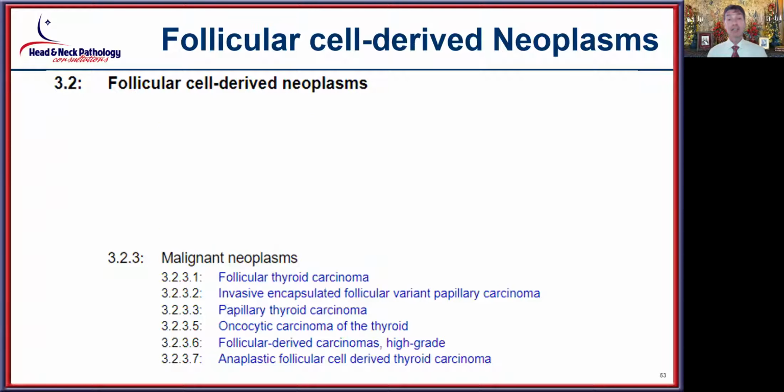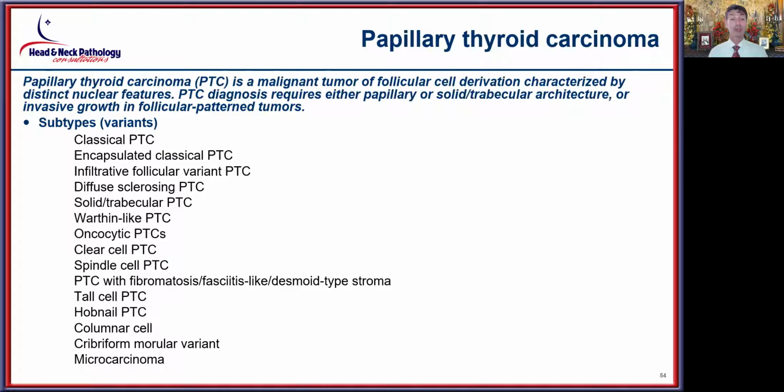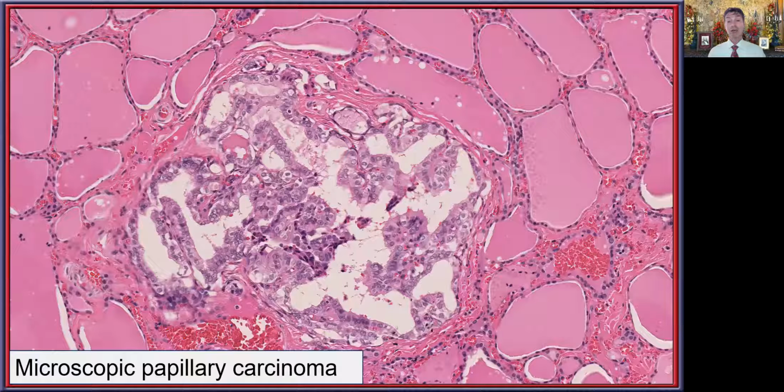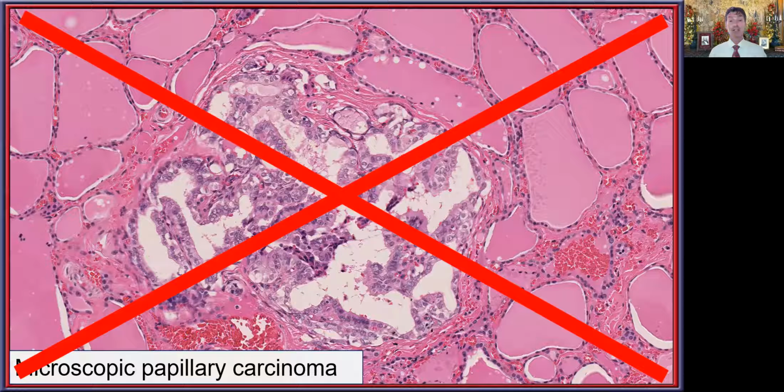So let's talk about these follicular-derived lesions. And of course, in this case, we're going to talk about papillary thyroid carcinoma. If you think about papillary thyroid carcinoma, it is a whole group of entities that have a specific and distinct nuclear feature with a variety of different patterns of growth. Two important things: cribriform morular and microscopic carcinoma have been removed from this classification system. So the microscopic tumor category is no longer used, and instead it is just called classical papillary carcinoma.